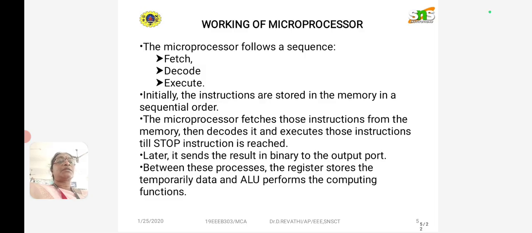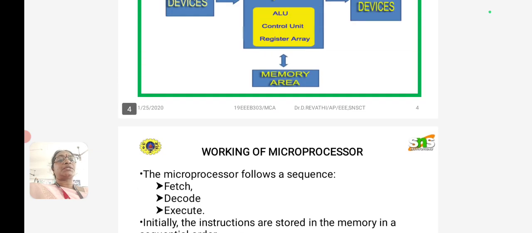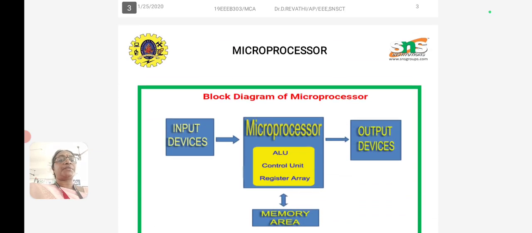I think in this class you have learned about the introduction of the microprocessor, the working of the microprocessor, and also the block diagram of the microprocessor.